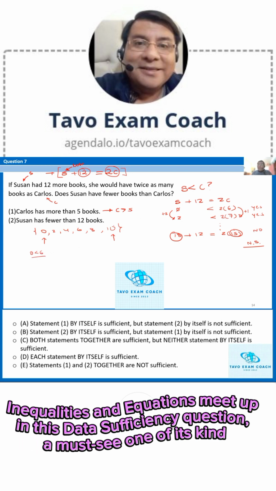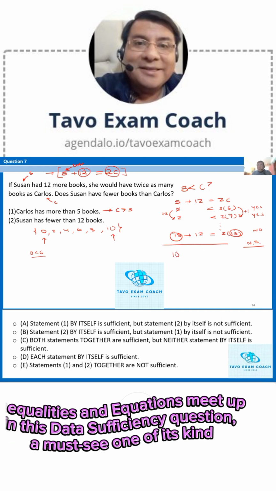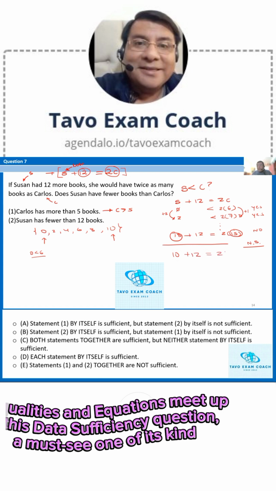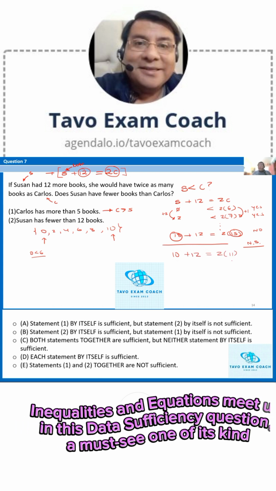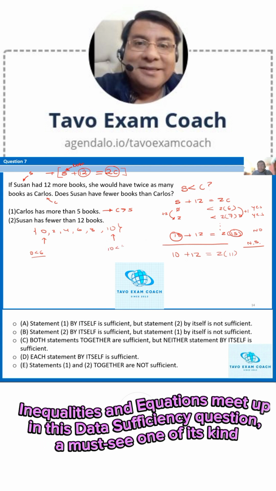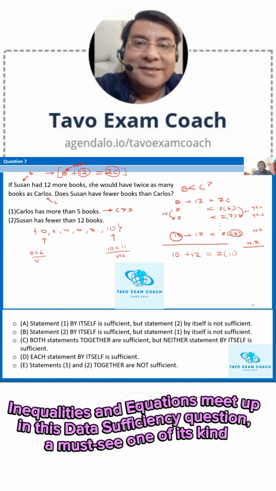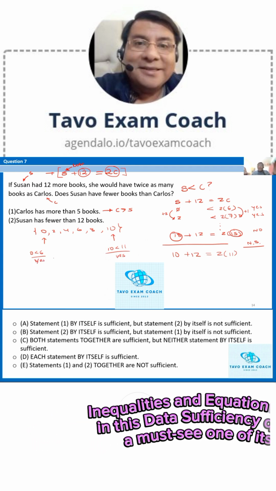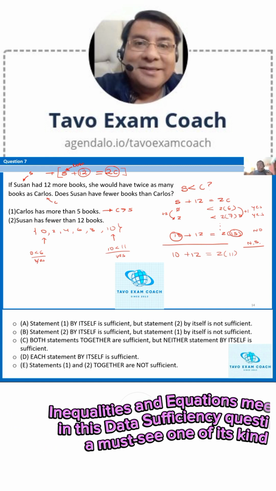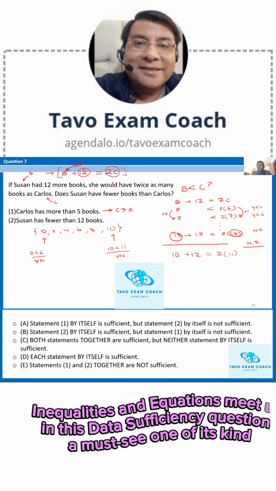This is an affirmative answer. What about when Susan has 10 books? Okay, if Susan has 10 books, plus 12 would be 22, giving us a number of books of 11 for Carlos. So 10 is still less than 11. This is another affirmative answer. We are checking only the end values. It means that all values in between logically should yield a positive or affirmative answer to the question, and we can verify all of them.